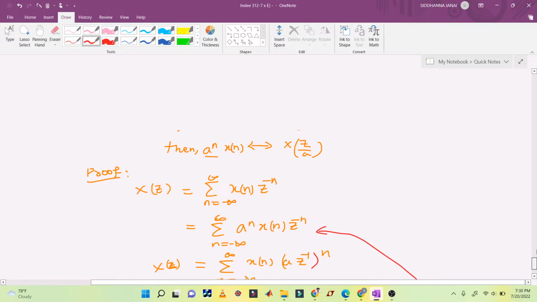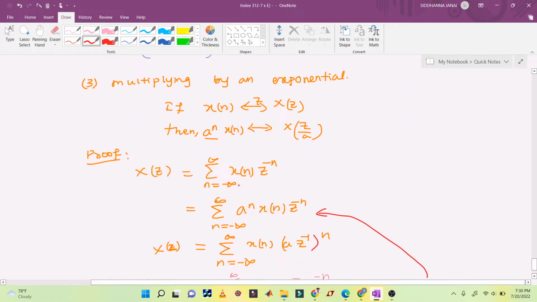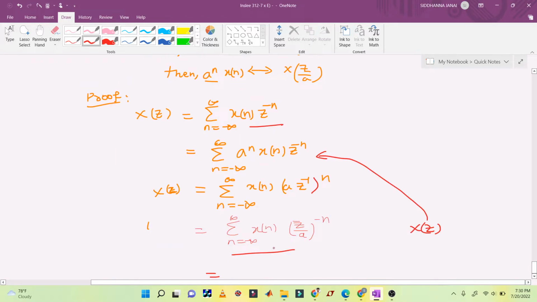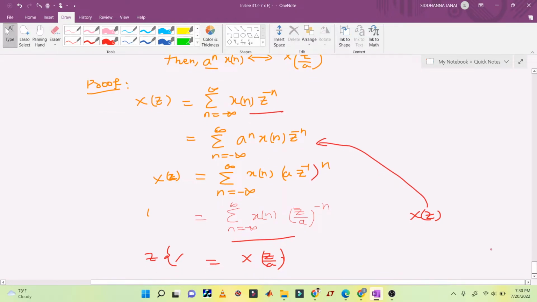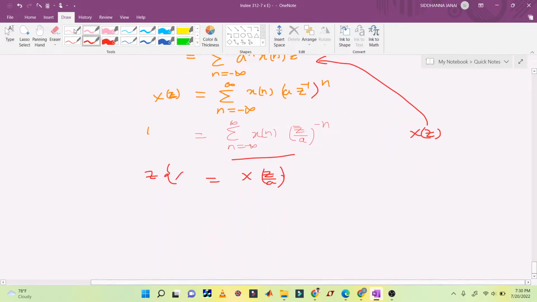X of z is equal to this one. But here z is divided by a in the final equation that we got. That's why we can say this is X of z divided by a. Z transform value is divided by that equation. Z transform of a to the power n x of n is equal to X of z by a.